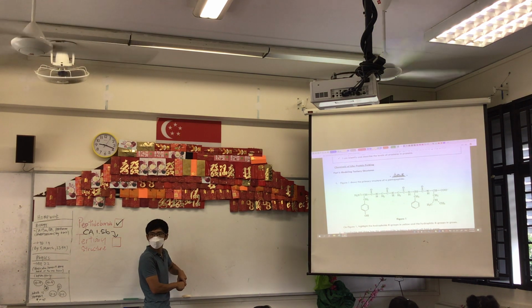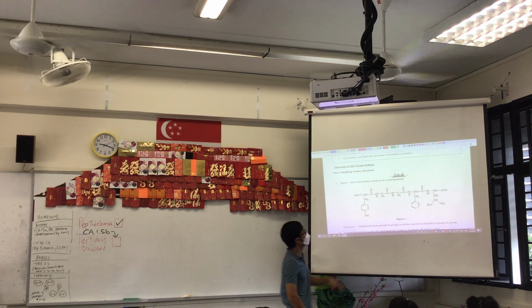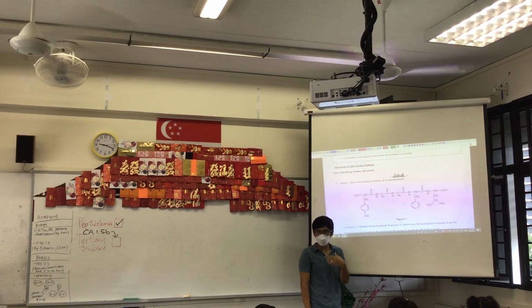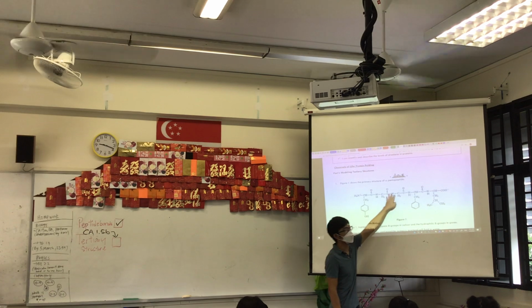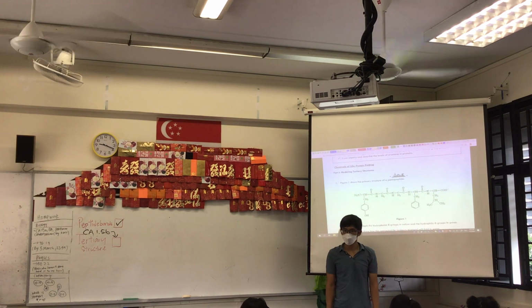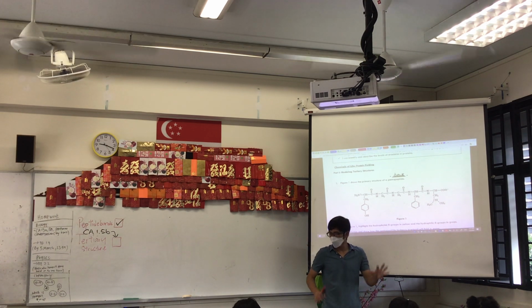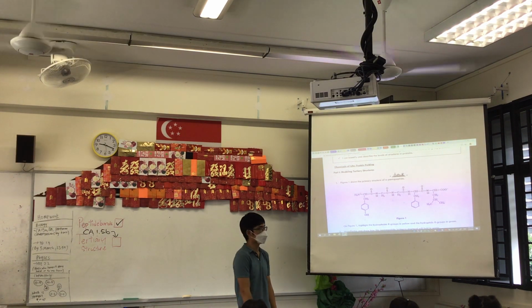Yes, so the N and H are not considered as polar. Good question. When we talk about whether an amino acid is polar or non-polar, we don't consider all these peptide bonds. We only consider the R group when we are characterizing an amino acid. Thank you.